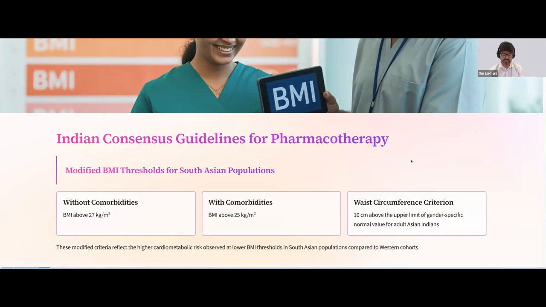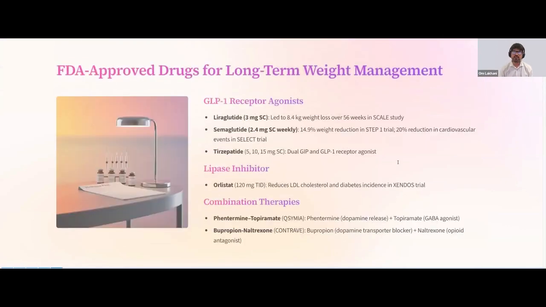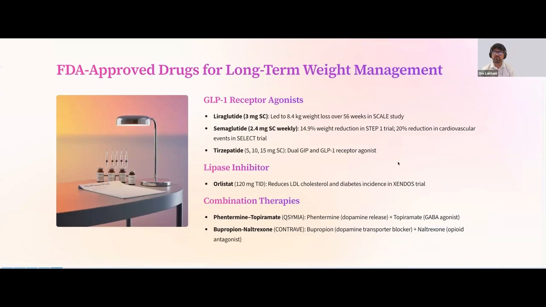Perhaps they can also be considered at a lower BMI, because if you recall from our previous talks, it has been suggested that Indians tend to have more complications at the lower BMI. So that's one more addition. But as of now, purely in terms of what the drug regulator in India has given approval for, these drugs have been approved for the standard levels, that is, 30 and 27 are the levels at which you should consider treatment.